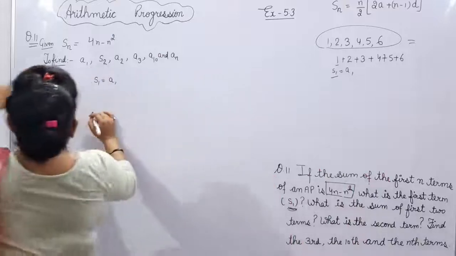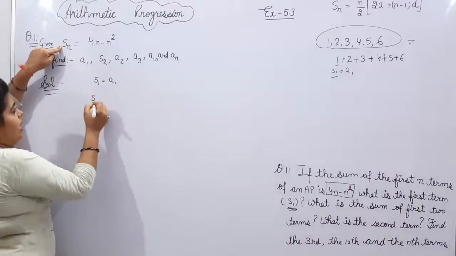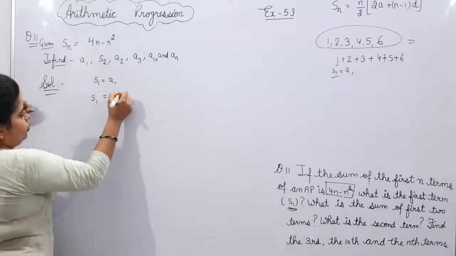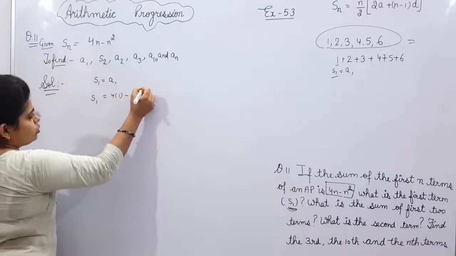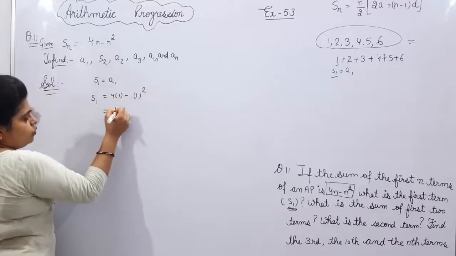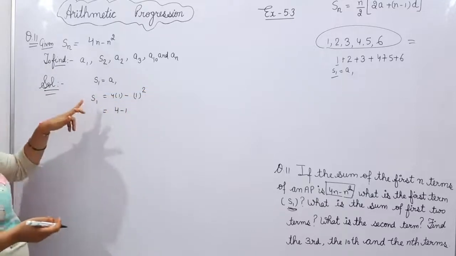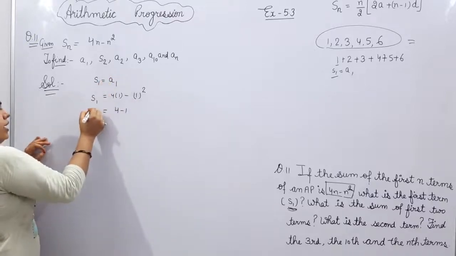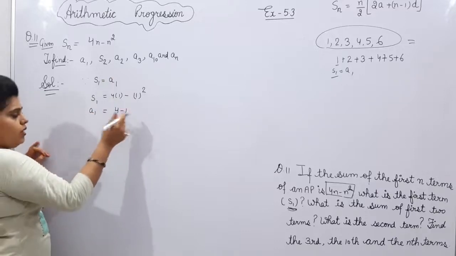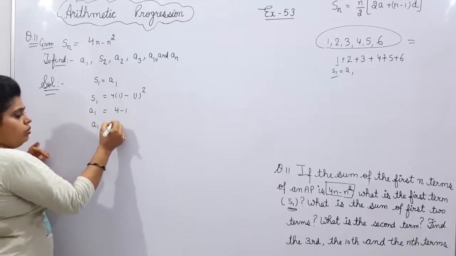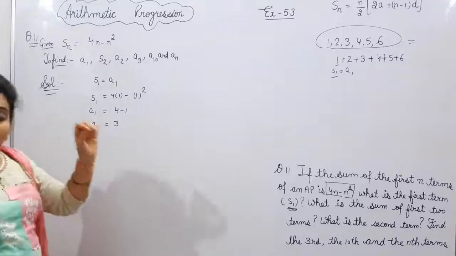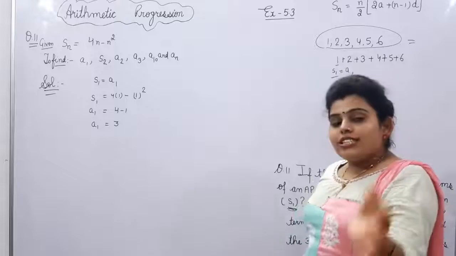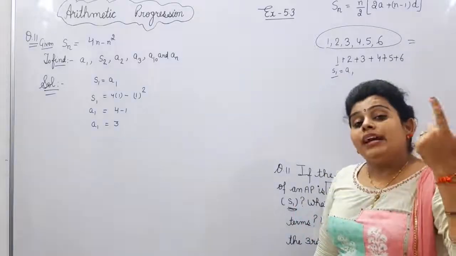Then what we will write? We can replace this n by 1. S1 we will find from here. 4 into 1 minus 1 square is equal to 4 minus 1. And what is it? This S1 is A1. ये S1 क्या है? A1 है. This A1 is equal to 4 minus 1, means A1 is equal to 3. It means our first term is 3 and sum of first term is again 3. First term भी 3 है और first term का sum भी 3 है.